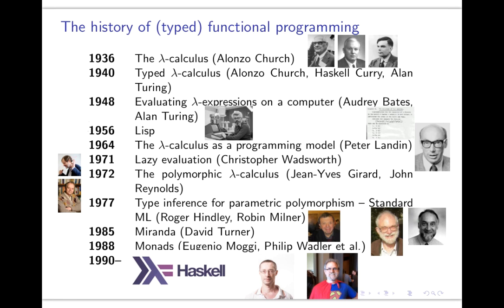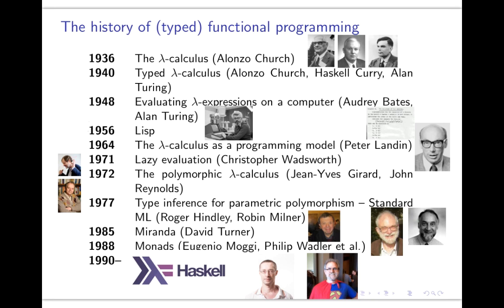After standard ML came other dialects, such as OCaml and much later F#. The next important typed functional programming language is Miranda, due to David Turner from the University of Kent. Miranda has many of the features that you find in Haskell, such as lazy evaluation and a type system which is very similar to the type system for standard ML. After that, Haskell slowly emerges.